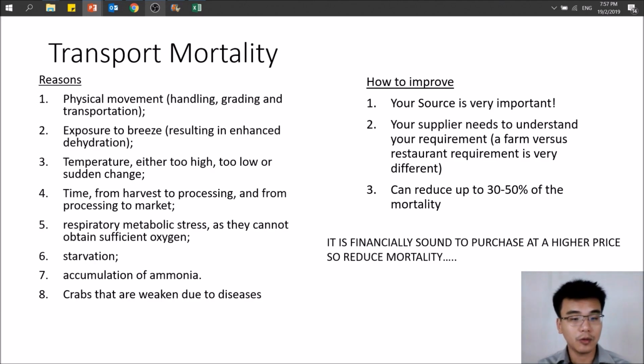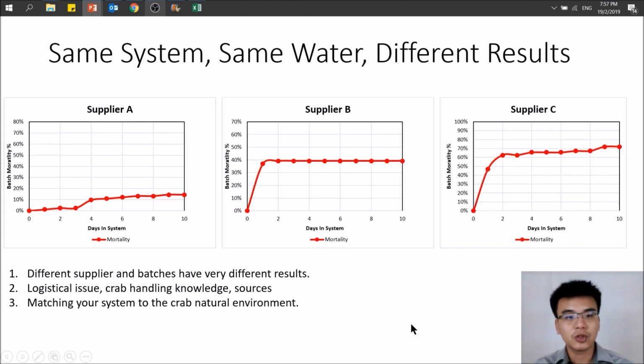And you can reduce the mortality just by ensuring that the supply chain is robust enough, up to about 30% mortality. So I will show you our different supplier results. We have here 3 suppliers, supplier A, B, C, that have been supplying us water crabs for fattening. As you can see, supplier C, if I just place a crab 2 days into the system, the mortality is about 60%. Whereas for supplier B, your mortality can only be 37%.